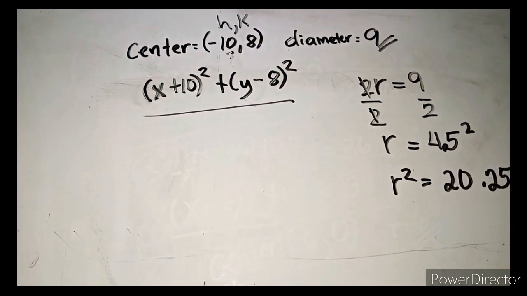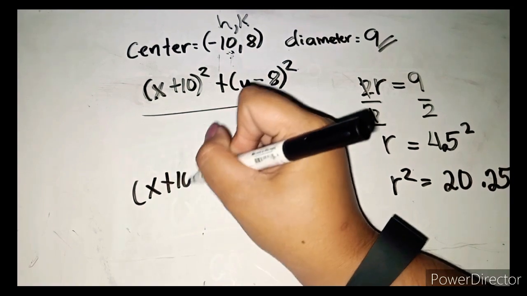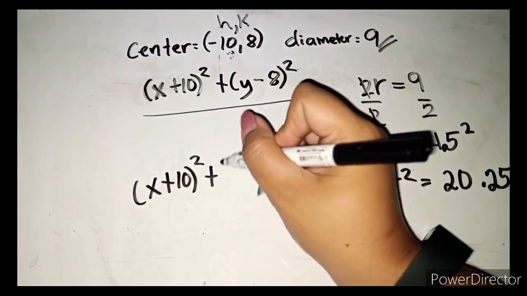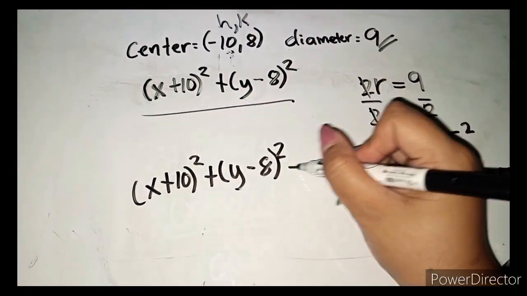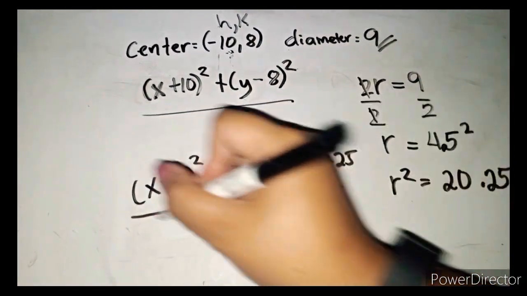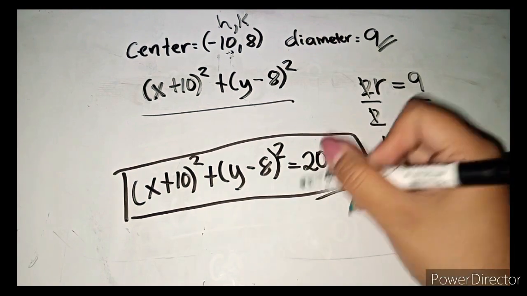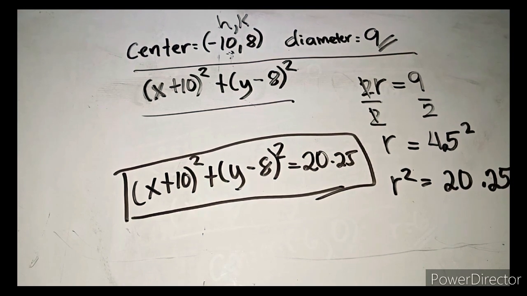Okay? Since kompleto na tayo, pwede na natin silang pagsamahin. So, our equation now ay x plus 10 squared plus y minus 8 squared equal to 20.25. So, this is now the equation para dito sa center at diameter na ito. Okay, nasundan po ba? Okay, so that's all for today. So, thank you.